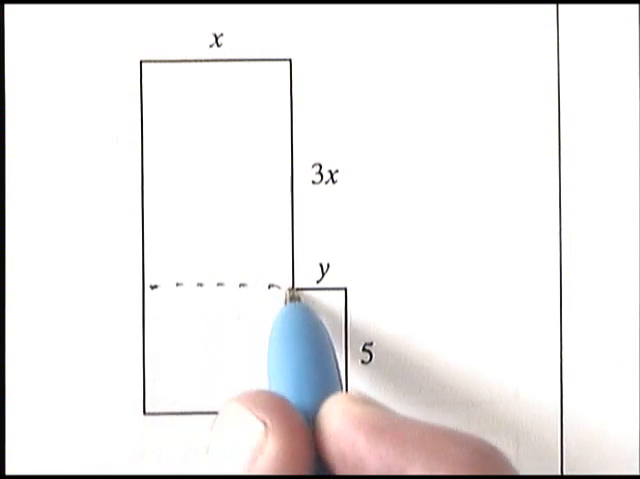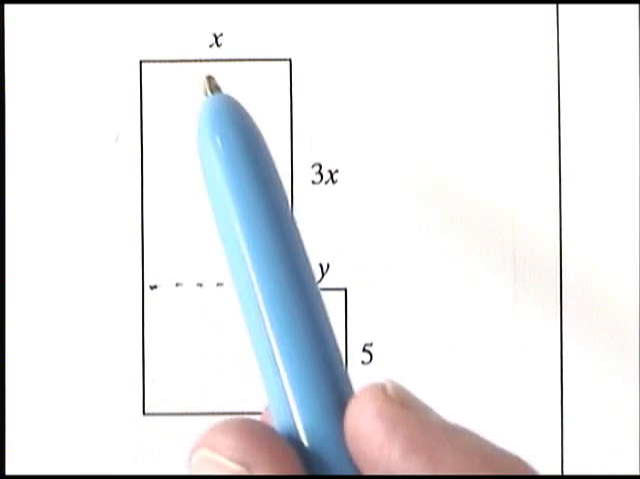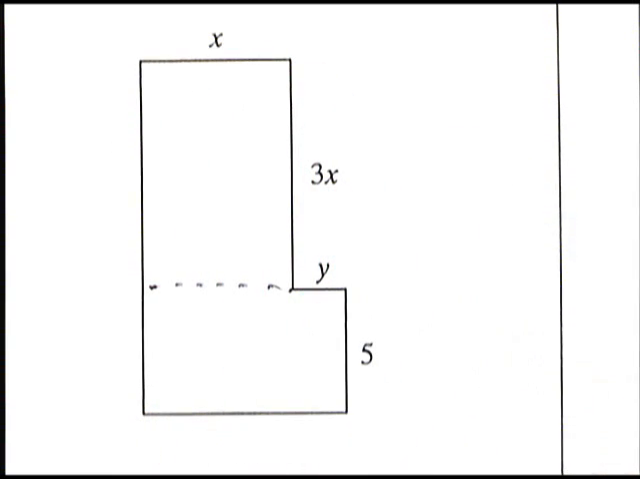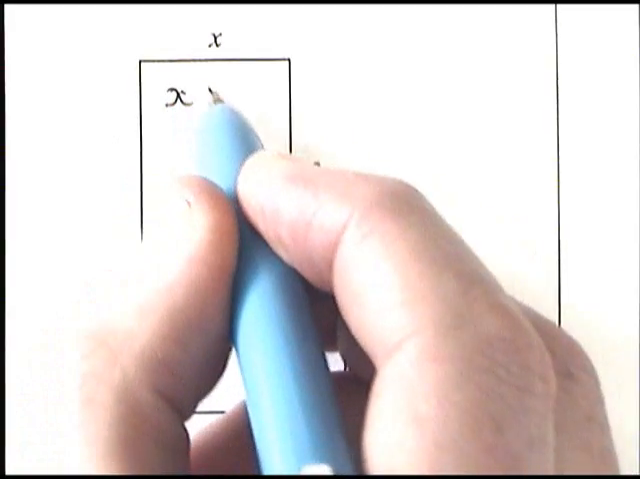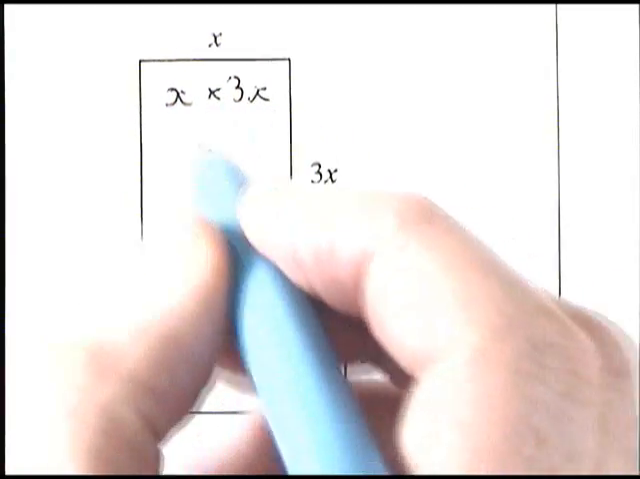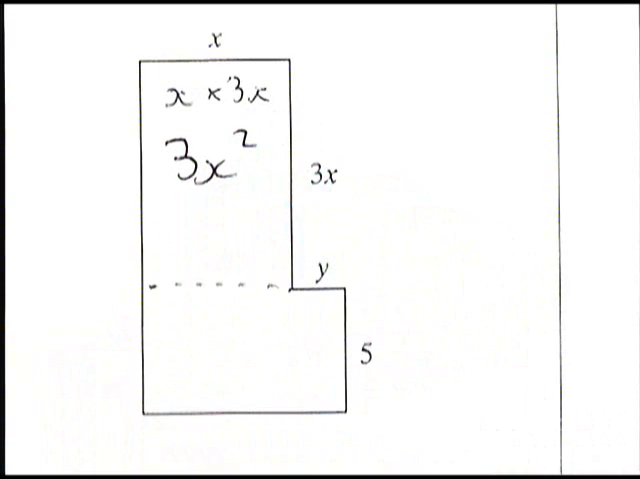We need to split this shape up into two. The top bit is a rectangle, x along there, 3x along there. Area of this shape is x times by 3x, which is 3x squared. Now we need to look at the bottom shape.